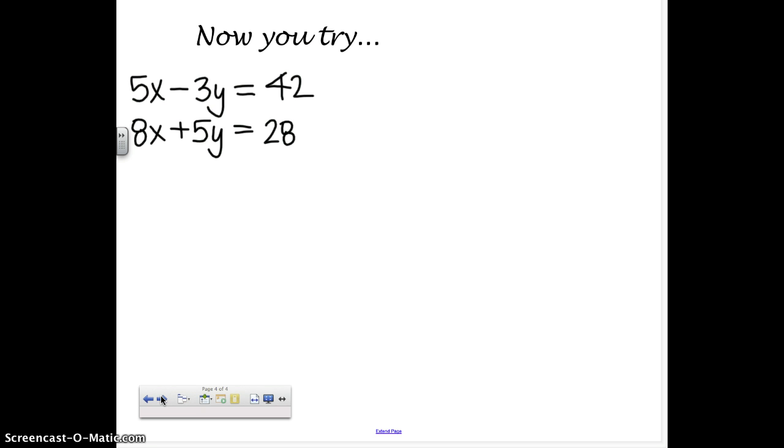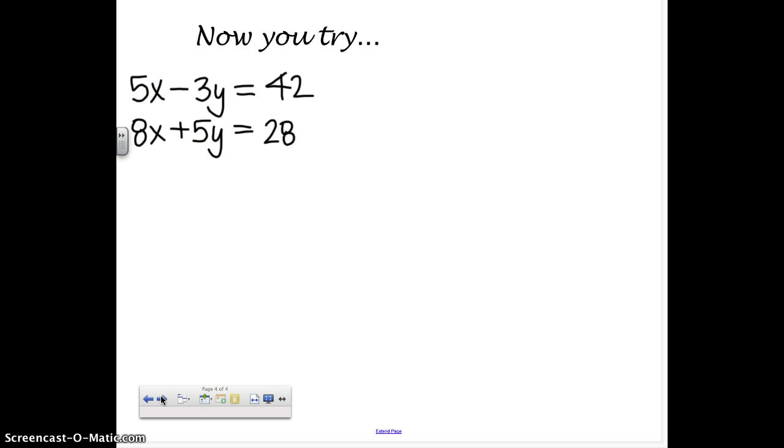Okay, so how'd you do? How did you do on this one? Hopefully you got the right answer. Now let's take a look. Okay? In this case, we need to set up. The setup is done. So now it's multiply to make opposites. Now you have a choice here. Make the x's opposites or make the y's opposites.